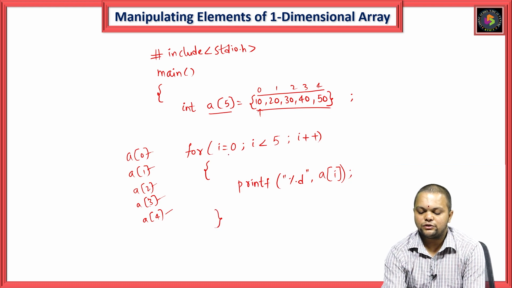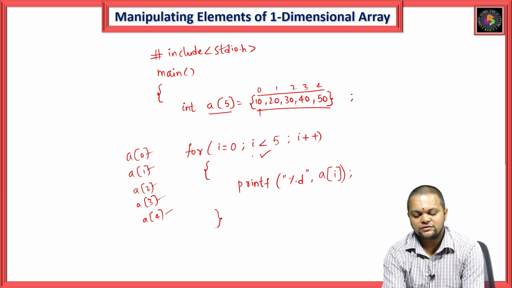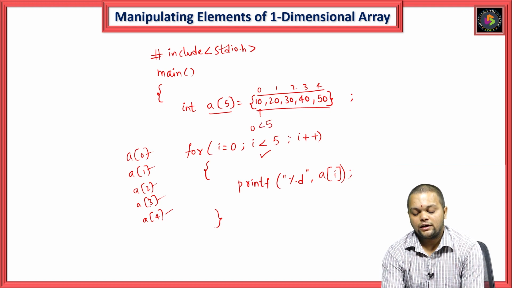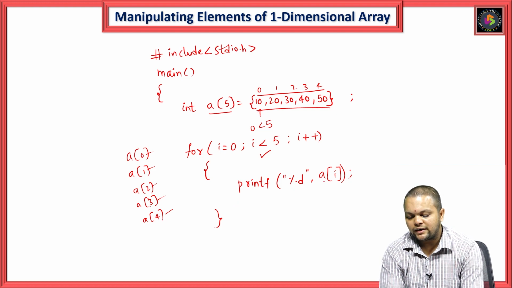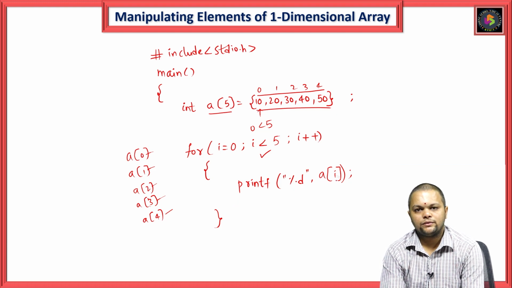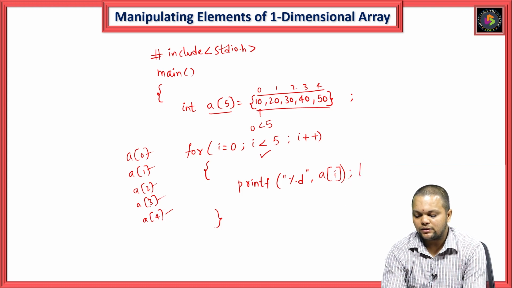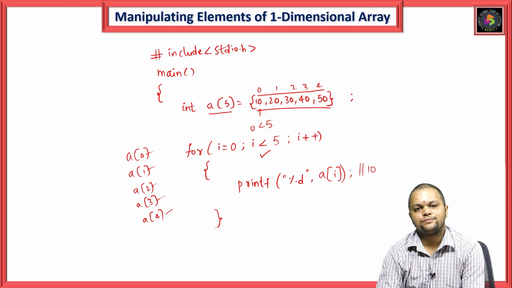So first, I value is 0. 0 is less than 5, condition is satisfied. Now it is entering into the block of the for loop. It is printing %d, A of 0. A of 0 we have a value 10 there. So at the first iteration, it will print the value A of 0 as 10.